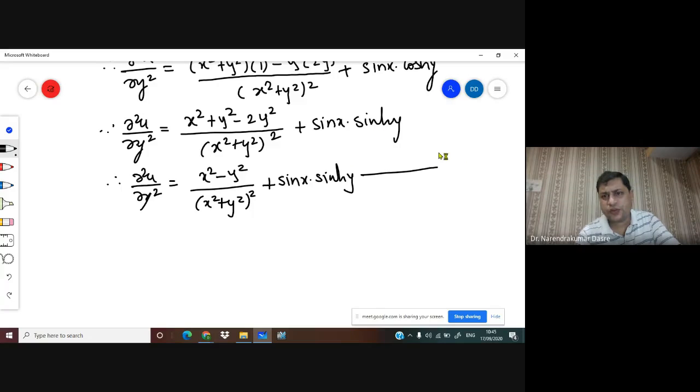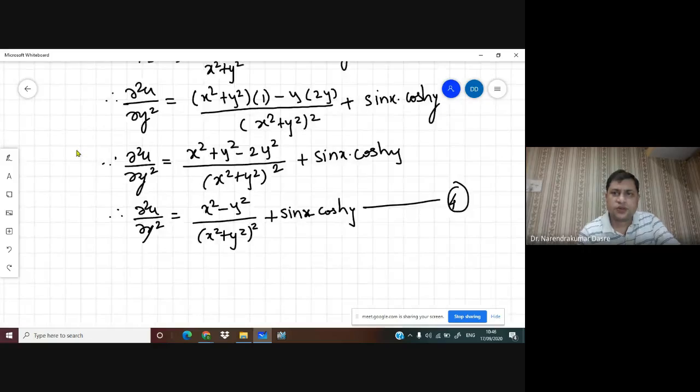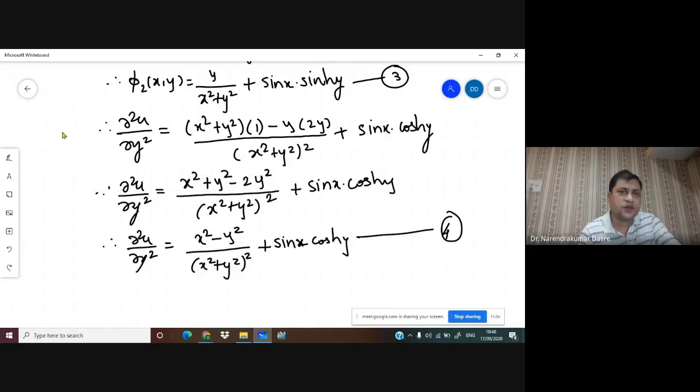So this is going to be the equation. We have to be careful here: this is cos hyperbolic y. So it is sin x cos hyperbolic y. So that's what we have.